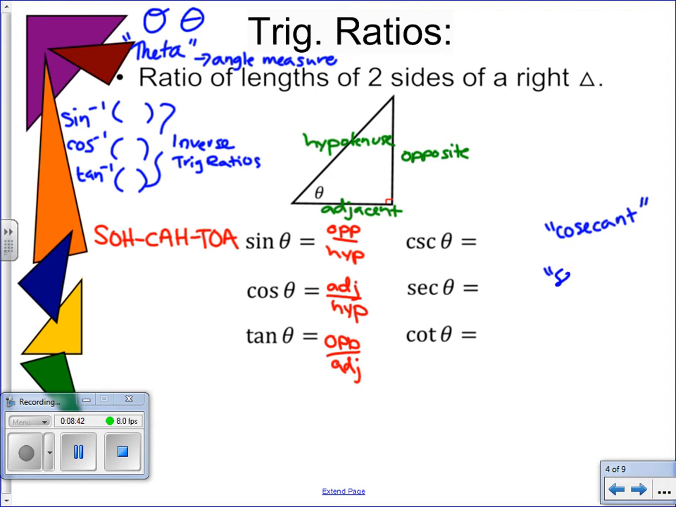SEC is called secant. Think about how those two are related to the names that we already know. Sine, cosine. We have a secant and a cosecant. And the last one is cotangent. So that one's not so weird.